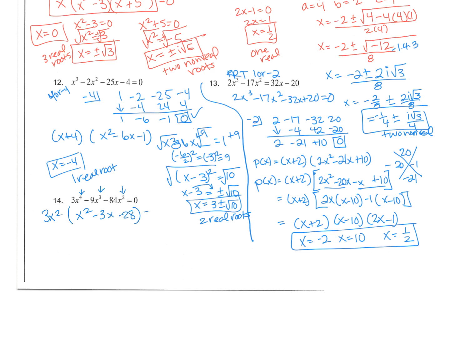Now this is factorable. I'm actually going to leave you to finish this yourself, but I want to remind you that once you factor this, x equals 0 from the x squared will have a multiplicity of 2. And that's how in the end you'll end up with your 4 roots for your 4th degree polynomial. So let's check out the next page.